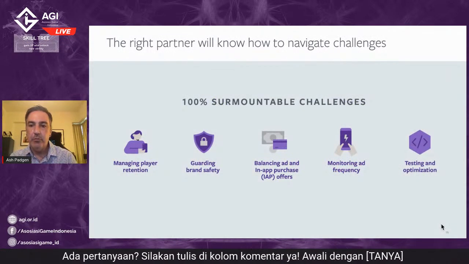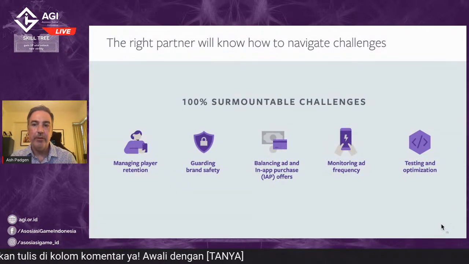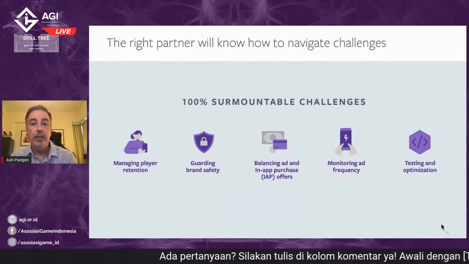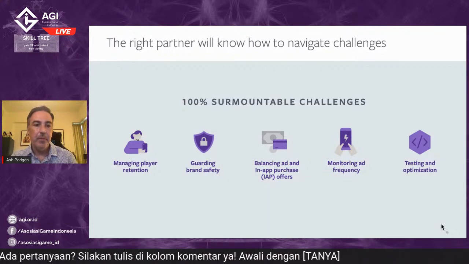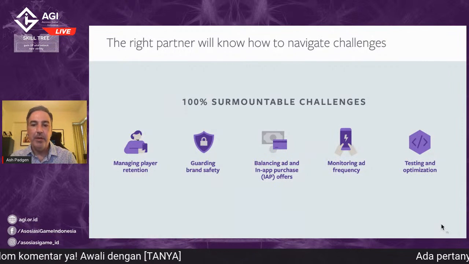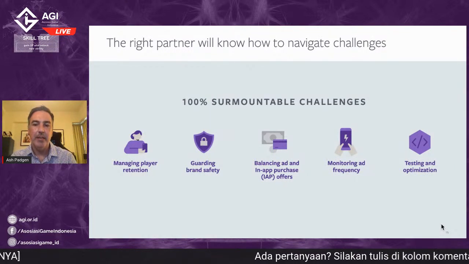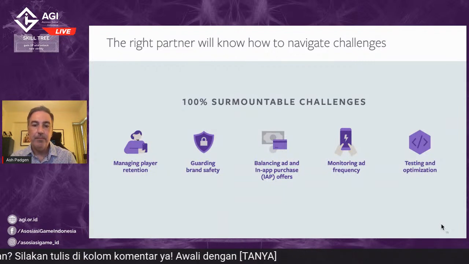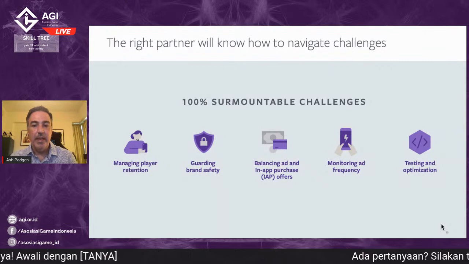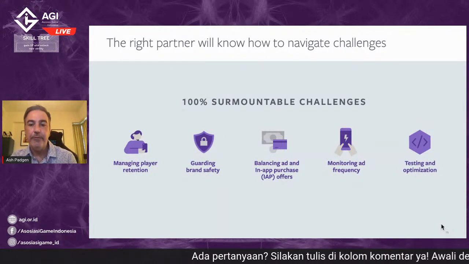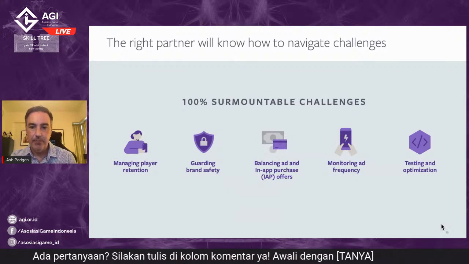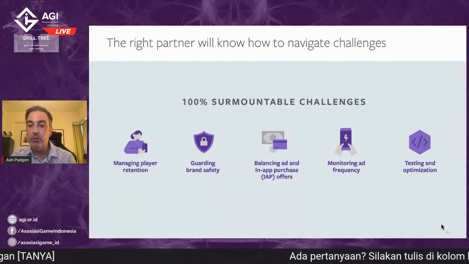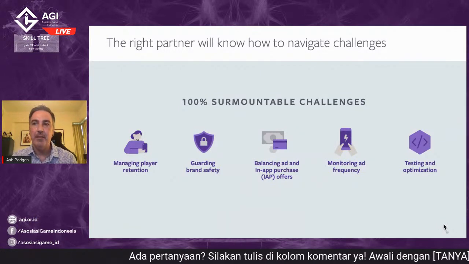If you're looking to move from an in-app purchase only to a hybrid model, and by hybrid, I mean the combination of in-app purchases and in-app ads, it can help to have an experienced industry partner working with you. At Facebook Audience Network, we've worked with many publishers and developers on implementing ads alongside their IAP model, where they've successfully navigated challenges like managing player retention, guarding brand safety, balancing ad and IAP offers, monitoring ad frequency, and testing and optimization. I'll present our learnings in the following Success Factors guide, and I hope it helps you feel confident of how you could work through the same challenges when moving to a hybrid monetization model.